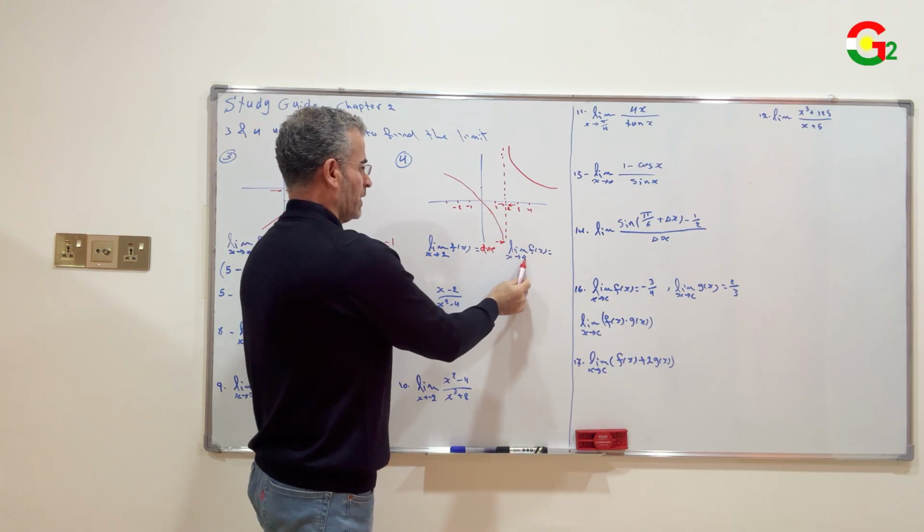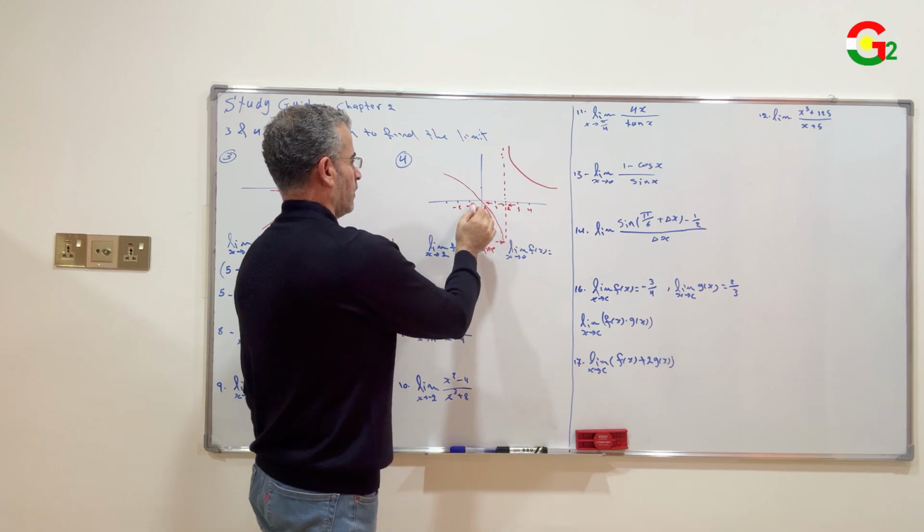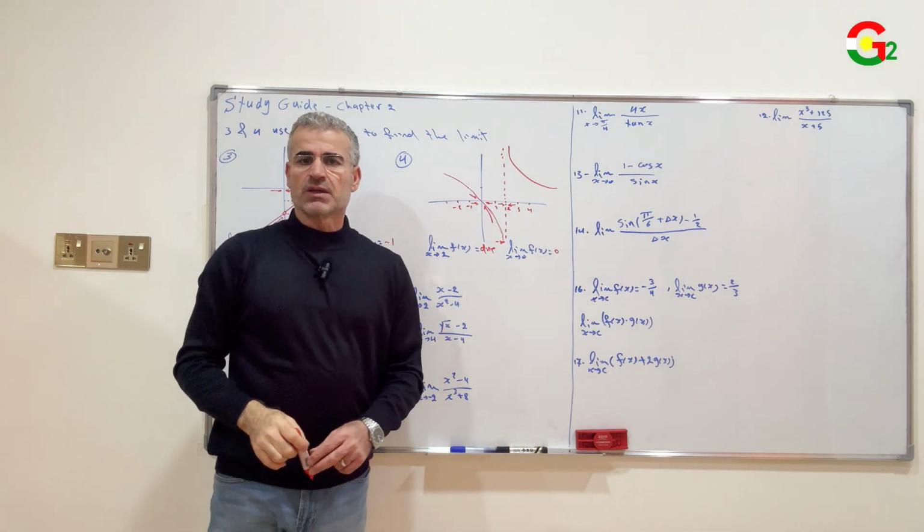Limit of f of x when x approaches 0. From the right, the function goes to 0. From the left, the function also goes to 0. Then the limit is 0.